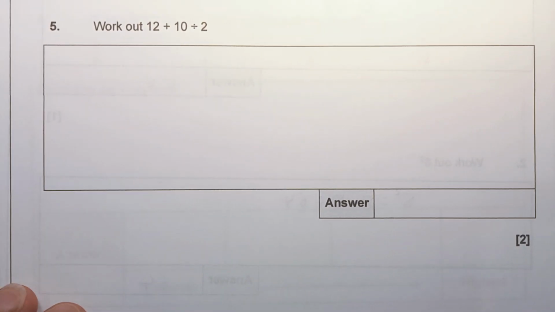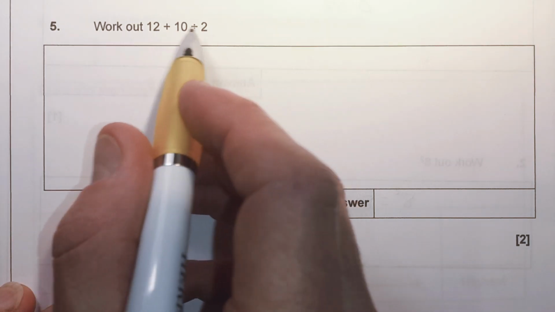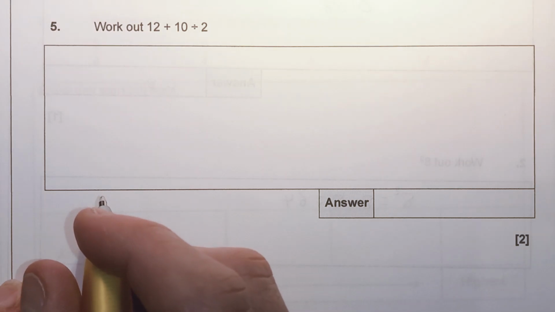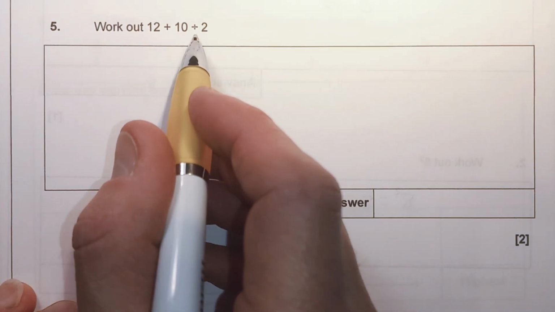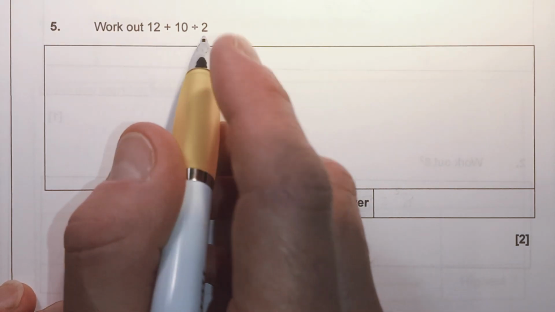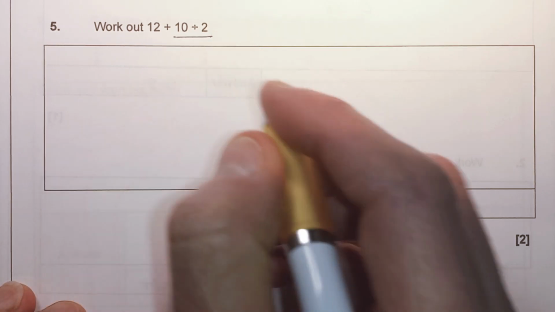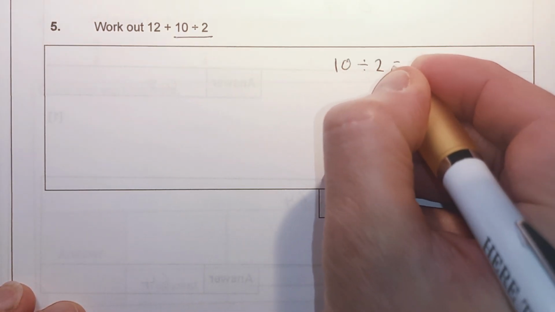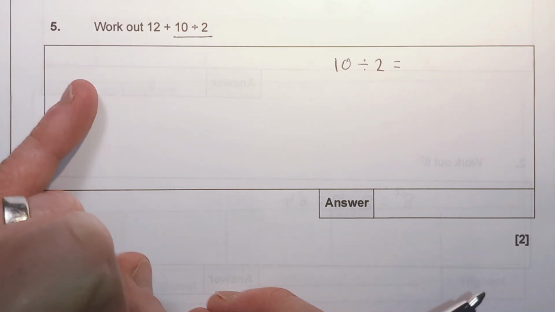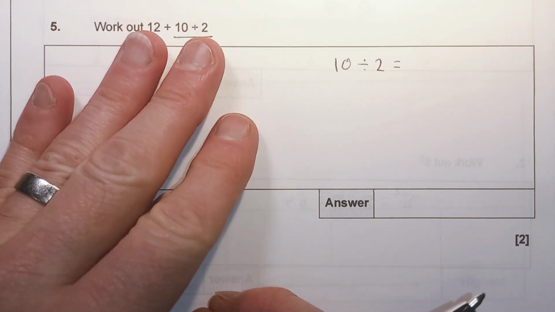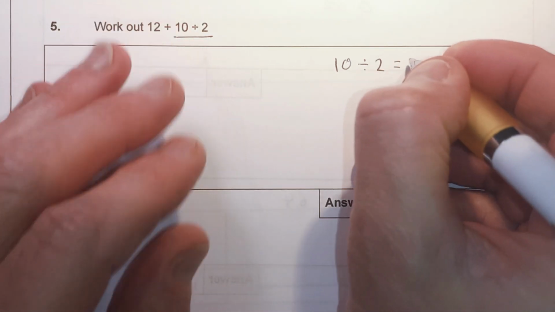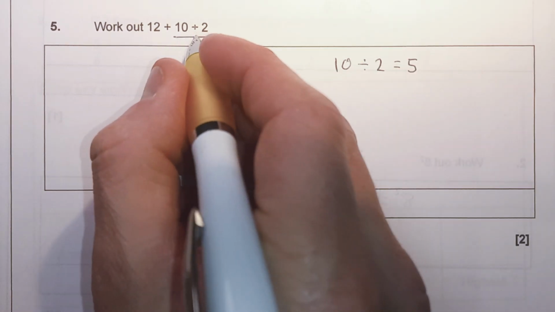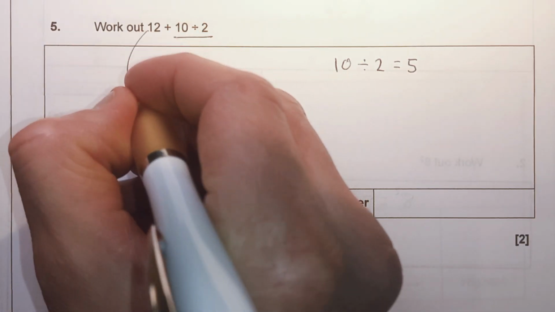Question 5. Work out 12 plus 10 divided by 2. So we've got 2 different operations happening here. We've got to think of our order of operations, and we always do division before we do addition. So we need to do this bit first. Well, 10 divided by 2, we've got 2, 4, 6, 8, 10. So that's 5. So we can replace this with 5.